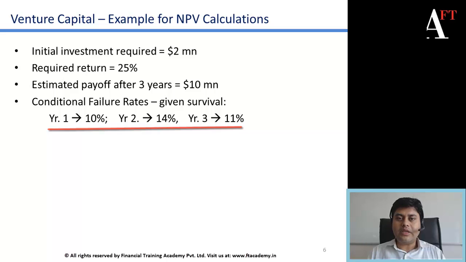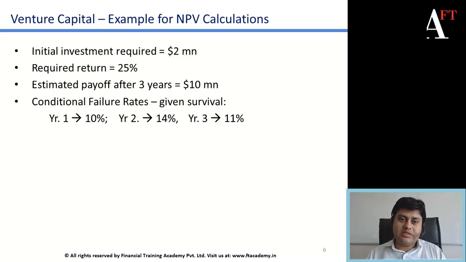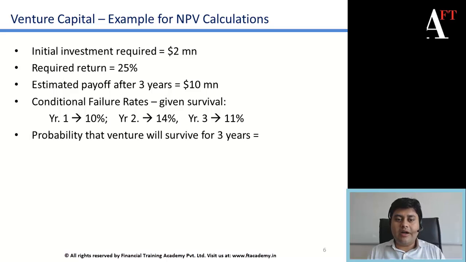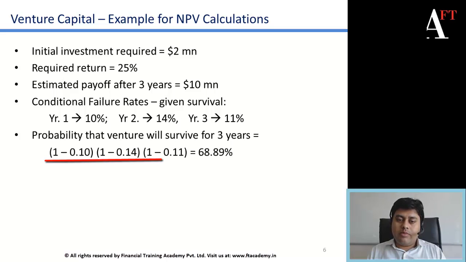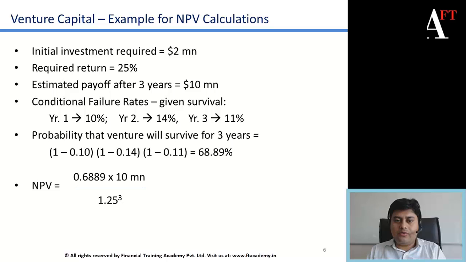So the chance of the business surviving for 3 years is the multiplication of the survival rates for all 3 years. The probability that the venture will survive for 3 years is (1 minus 10%) times (1 minus 14%) times (1 minus 11%). That gives us the probability of this business surviving until 3 years as 68.89%. Our estimated payoff at the end of year 3 is $10 million. We multiply this $10 million by 0.6889, the probability of survival for 3 years, and divide it by 1.25 raised to 3, that is our annual required return over the 3 year period. This will give us the present value of the business, and then we subtract the $2 million of initial investment to calculate the net present value, and we get a value of roughly $1.5 million.